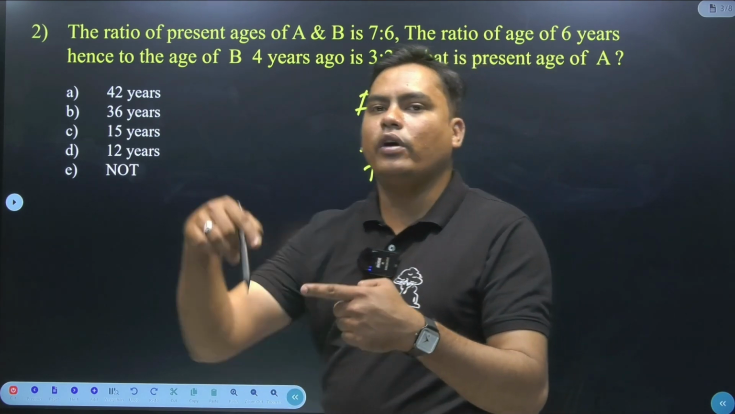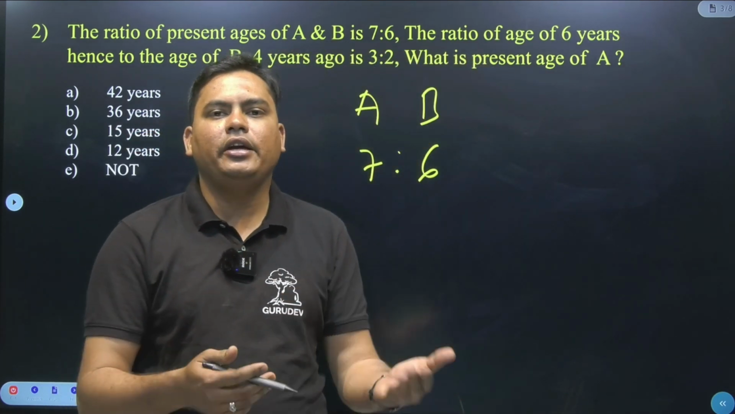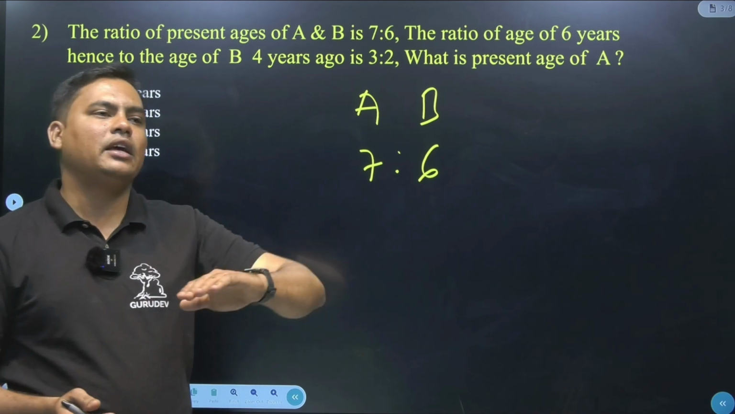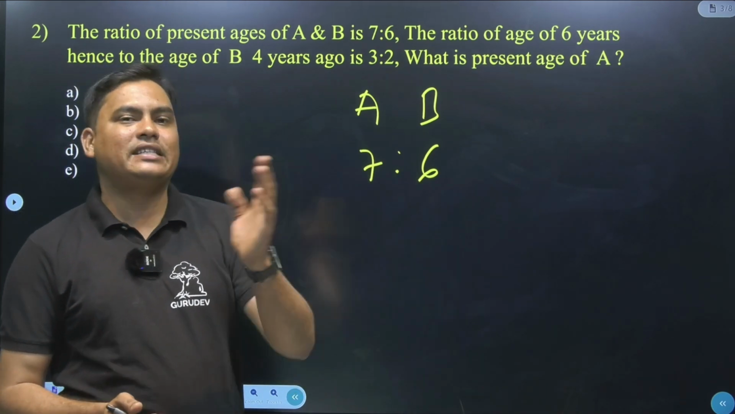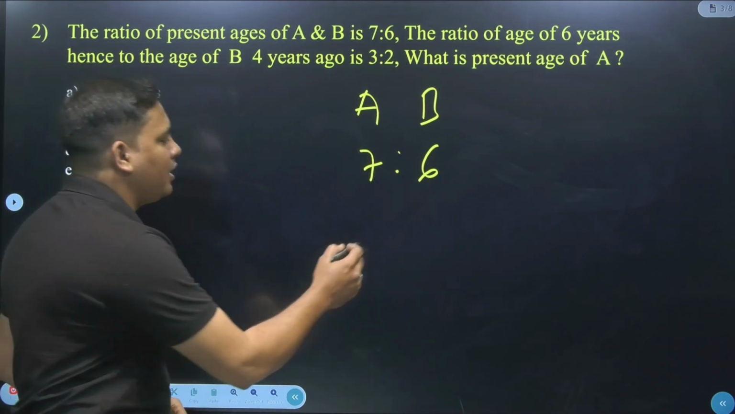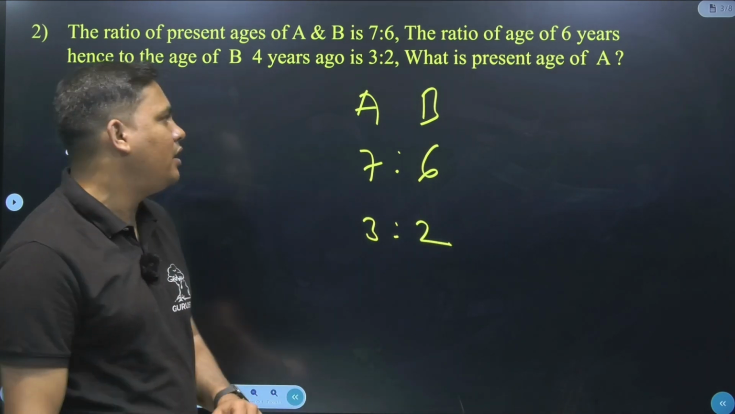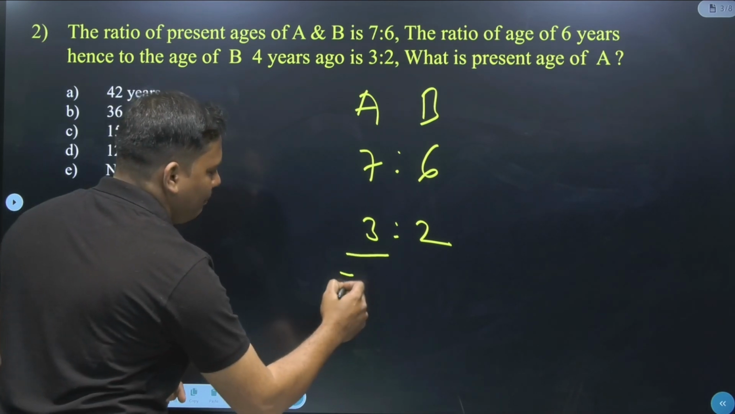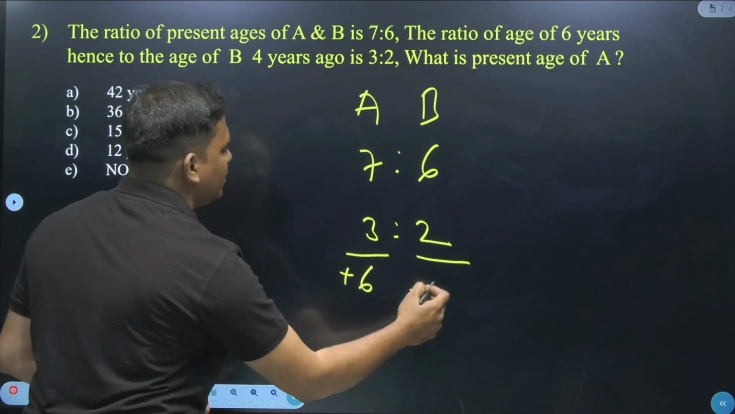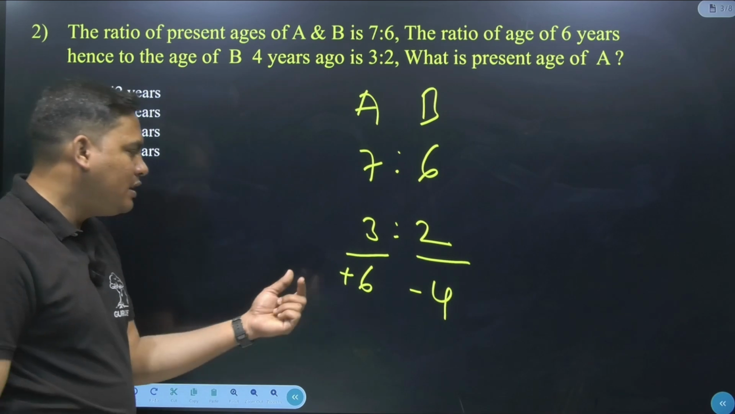See, A is going in the future and B is going in the past year. That means A has been added and B has been subtracted, and the new ratio is becoming how much here? 3:2. I can use the cross multiplication method here. So A is going plus 6 and B is going how much here? 4 years ago. See, one is plus and one is minus.